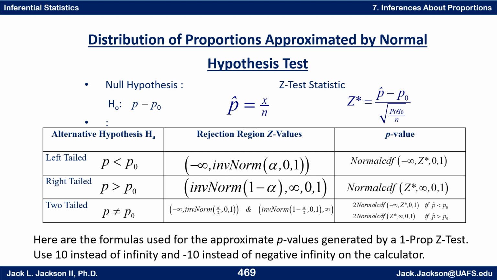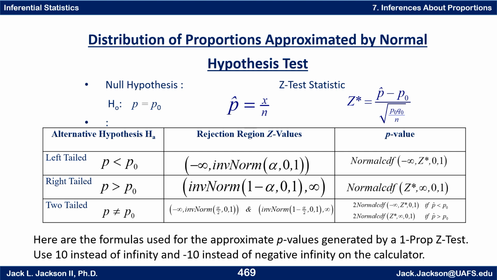For right-tailed, where the alternative hypothesis is that the true proportion is greater than the hypothesized p naught, that's just an inverse norm of 1 minus alpha for our critical value, and then go from there to the right. The normal CDF from z star to the right forever. So z star, whatever you figure that out to be, up to 10, 0, 1 on the calculator would do it.